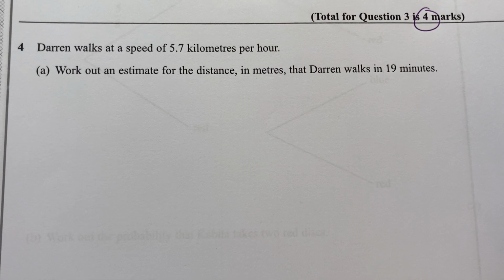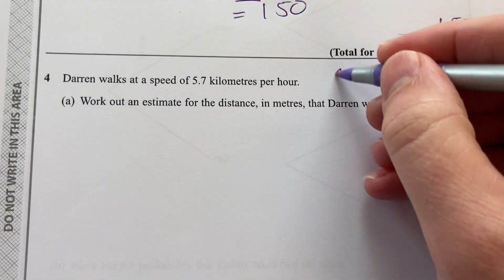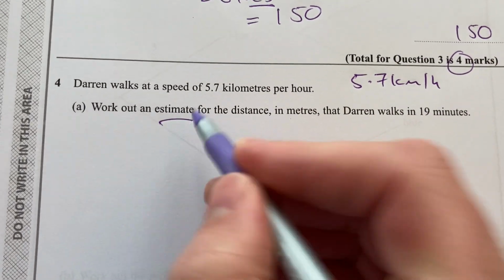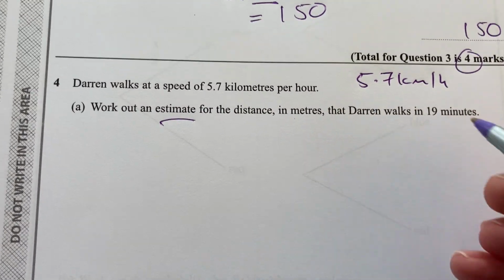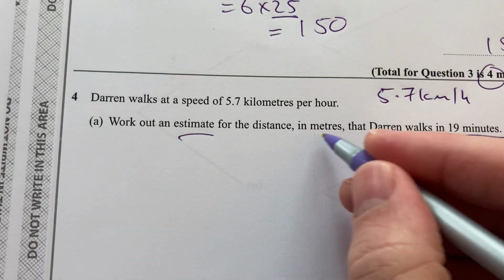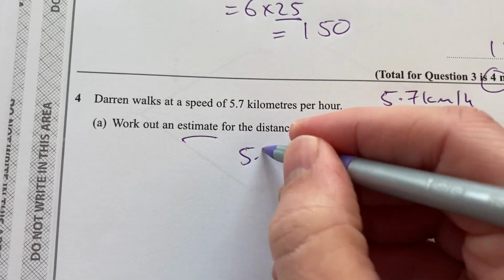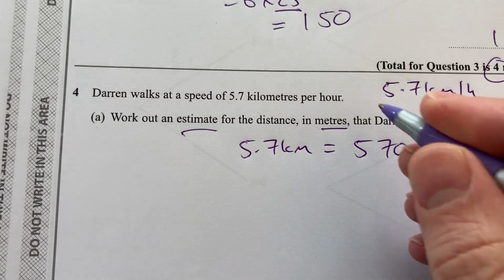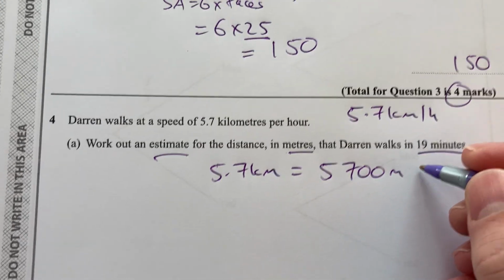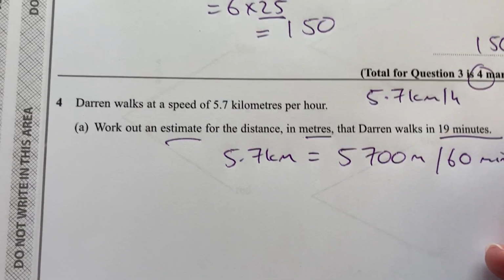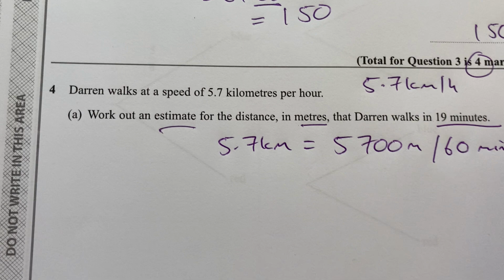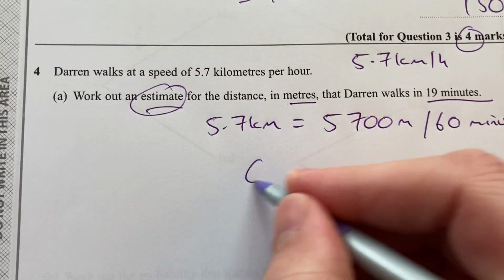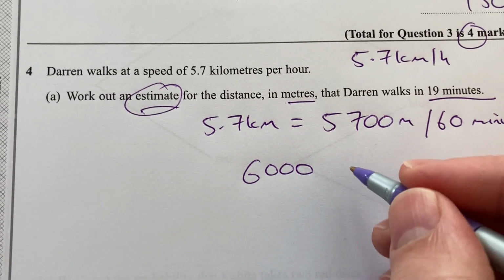Darren walks at a speed of 5.7 kilometers per hour. Work out an estimate for the distance in meters that Darren walks in 19 minutes. So we've got to change the units here. 5.7 kilometers is 5,700 meters per hour, which is 60 minutes. So let's round that up because it's an estimate. I'm going to round 5,700 to 6,000, so I've increased that.